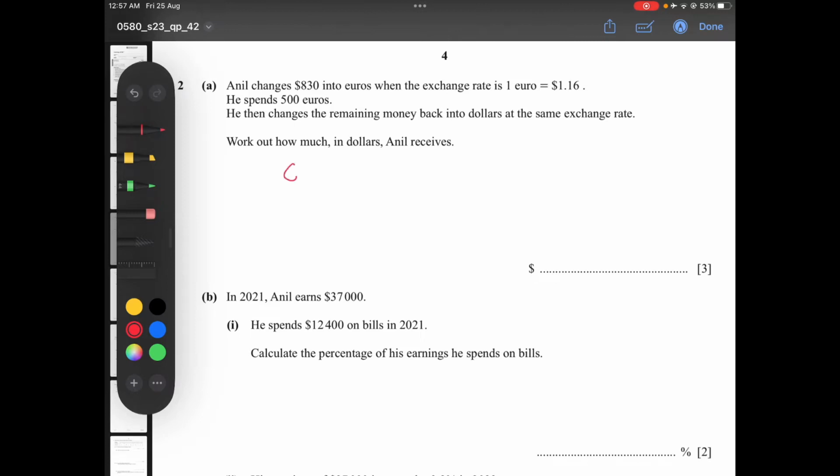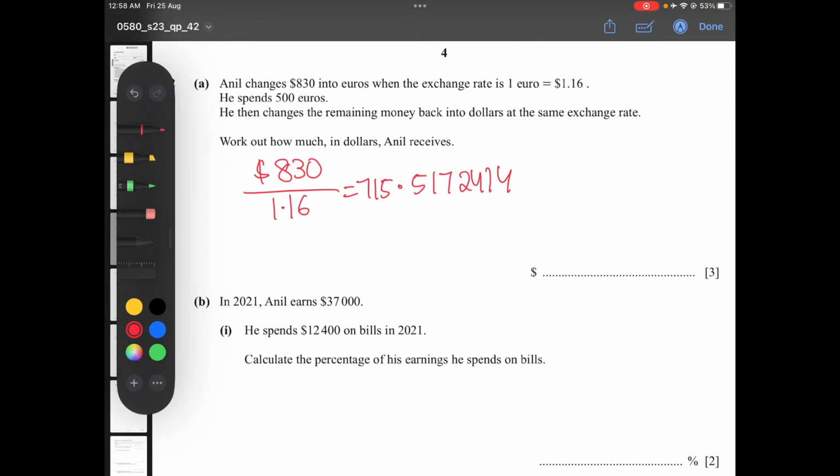So first he exchanges $830 into how many euros. We divide by 1.16, so 830 divided by 1.16 would give us 715.5172. A tip: it's always better to write your full decimal values or fraction values when you're doing the calculation, or at least save them in the calculator, because it's not good to round at this point. At the end you can round your answer, otherwise your answers might not be correct when rounded.